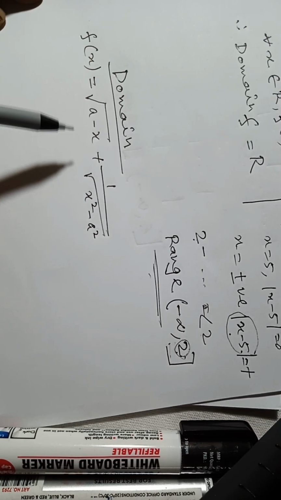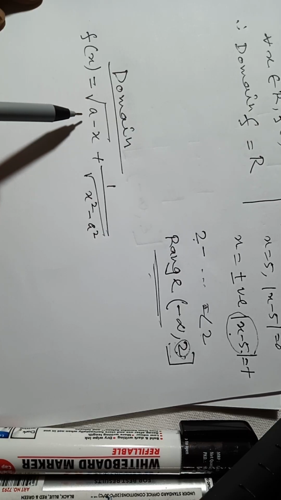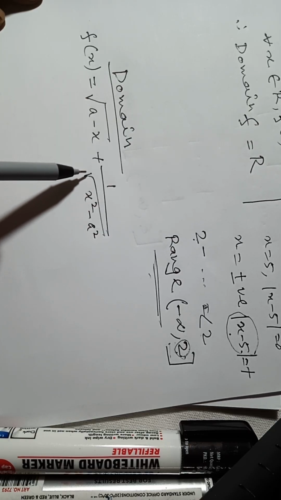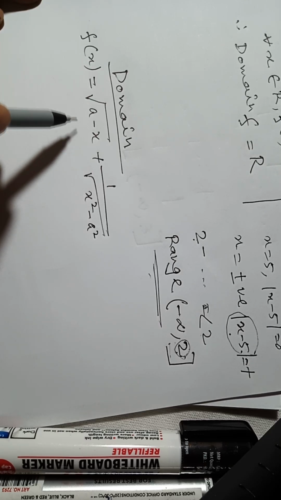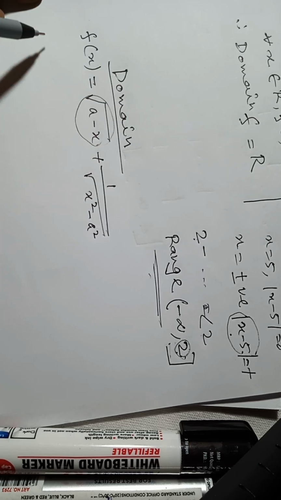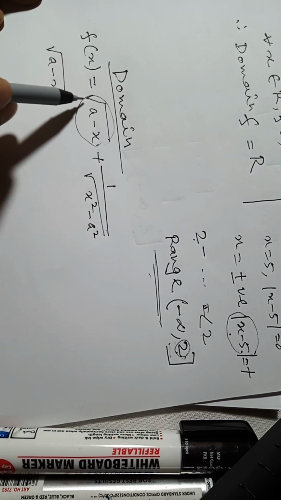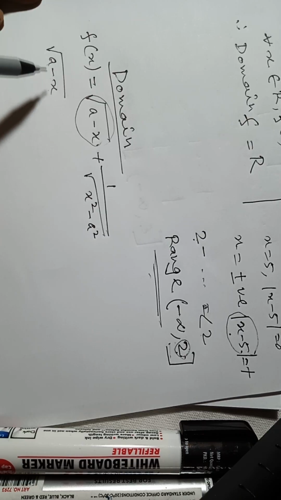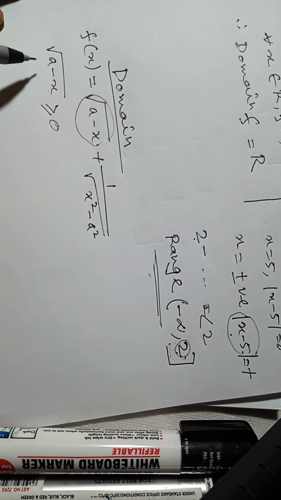We find the domain of f(x) = square root of (a minus x) plus 1 by square root of (x square minus a square). From here, first we check the value of x from square root of a minus x. We know square root of any value will be greater than equal to 0.